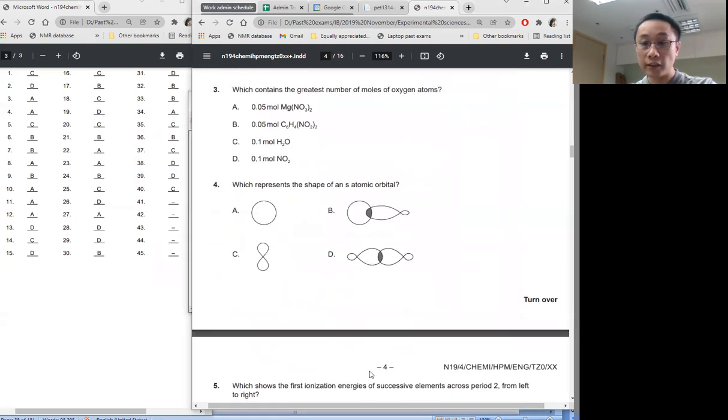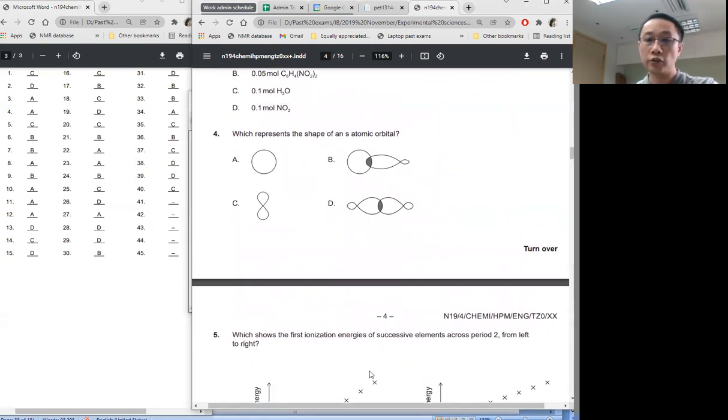Question 4 now is about identifying an s atomic orbital, and the answer is just A. So you guys should all recognize that s orbitals are spherical in shape.